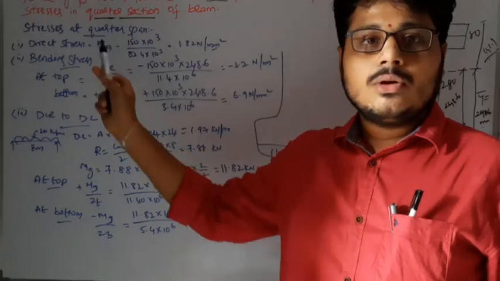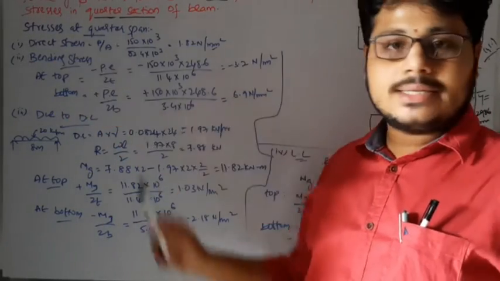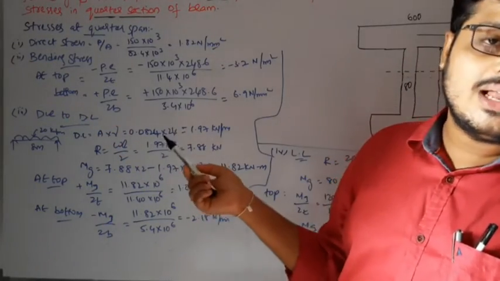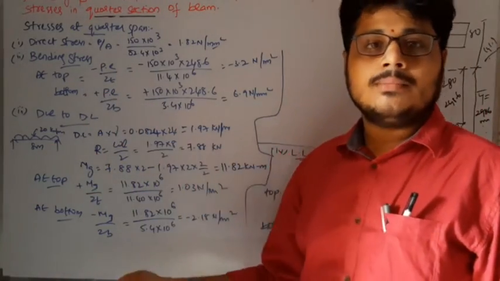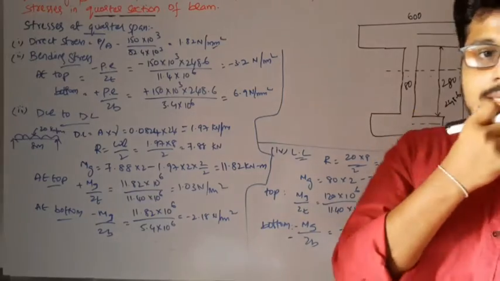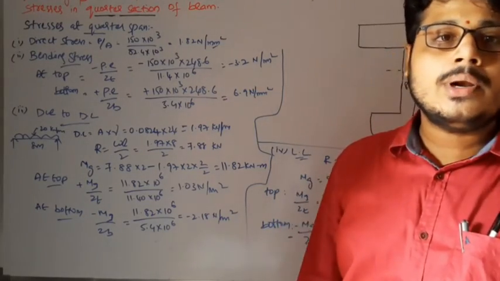So this is a quarter span. First one, direct stress. We already know P by A. So we have been given the value of P, the pre-stressing force, and the area. Next, bending stress at top and bottom. Why? Because it is an unsymmetrical section, we have to calculate it at top and bottom.